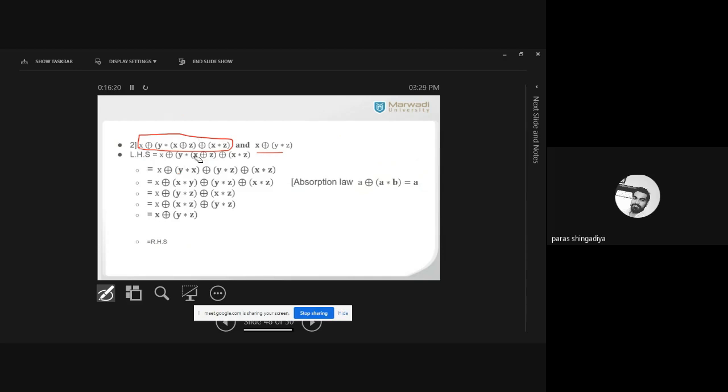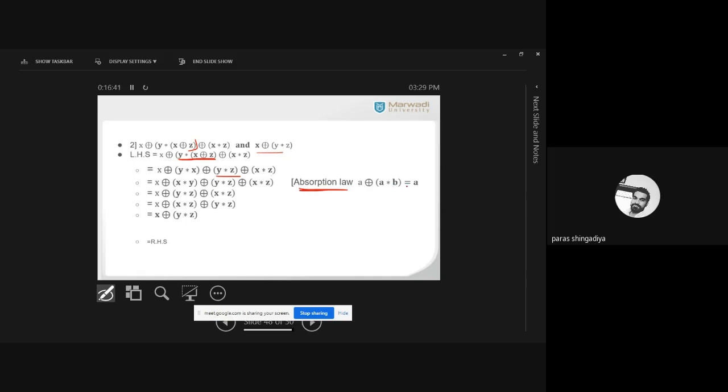So here first we just expand it, y star x ring sum z. So what is the meaning of y star x ring sum z? That you will get y star x ring sum y star z. The remaining two steps are as they are. Okay, and then after we can use the absorption property that we discussed in unit 2.